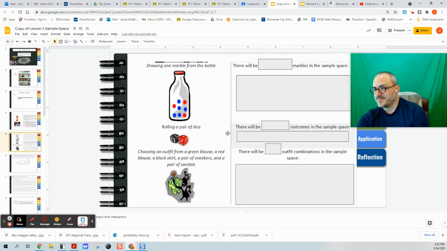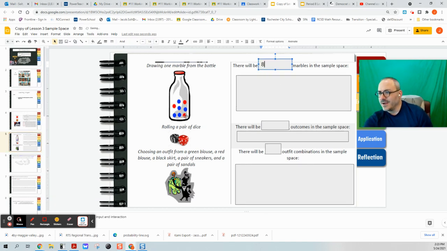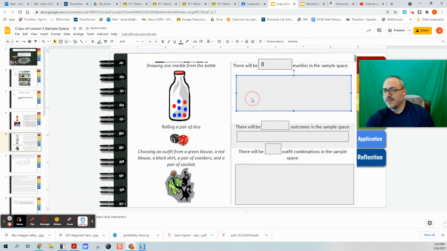Moving on. Drawing 1 marble from the bottle. How many marbles will there be in the sample space? Tell me how many marbles there'll be in the sample space here. Pause the video, think about it. All right, I'm hoping you said 8. 1, 2, 3, 4, 5, 6, 7, 8. 8 possible marbles. And let's think about this sample space.